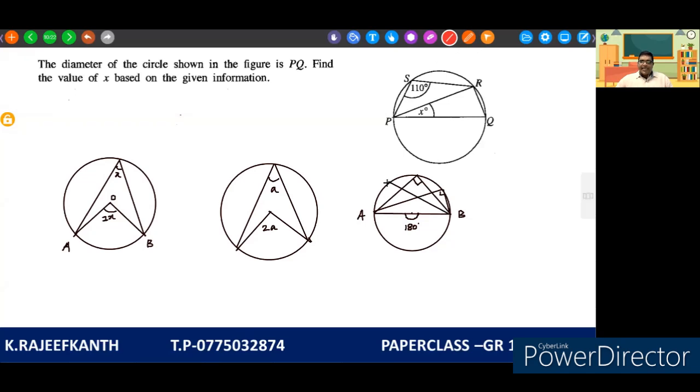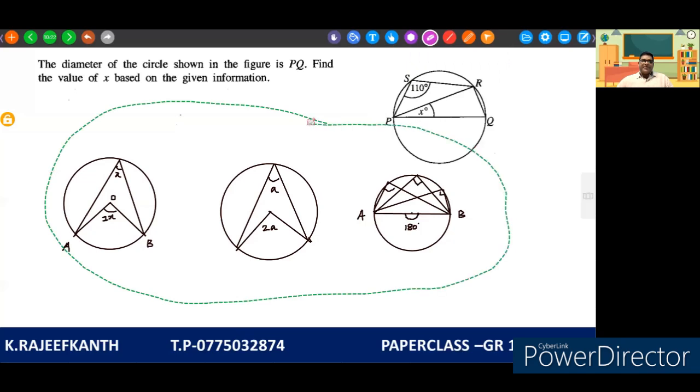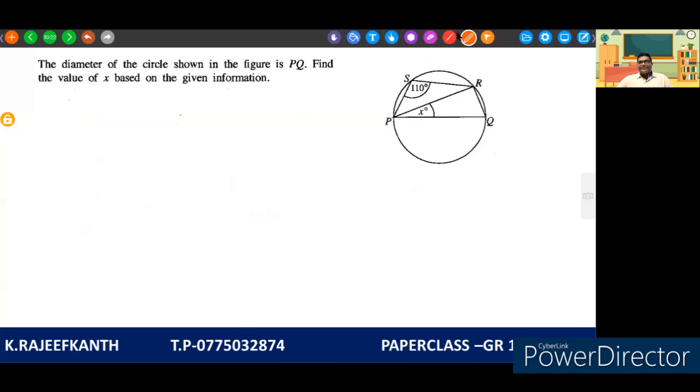Here, the diameter AB forms an angle on the circumference. All the angles are right angles. So that is why we are saying angle of a semicircle. Right? So now by using these theorems, we can find the answer for x.